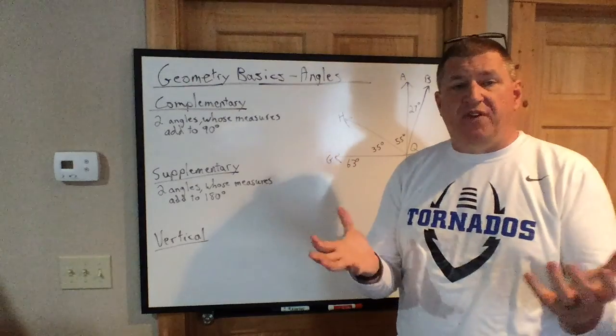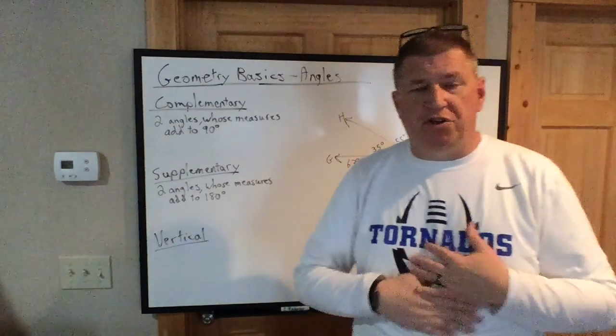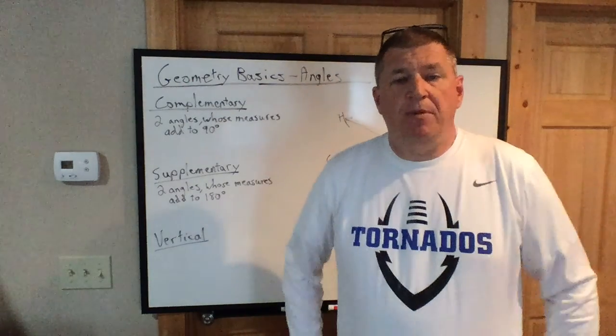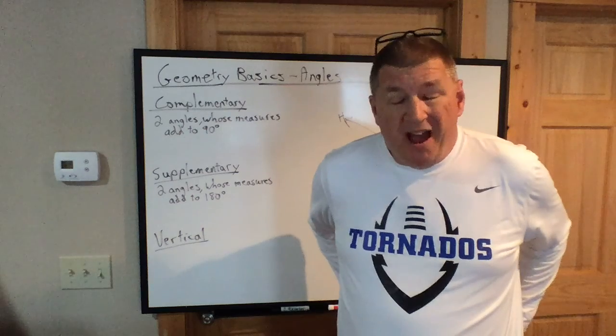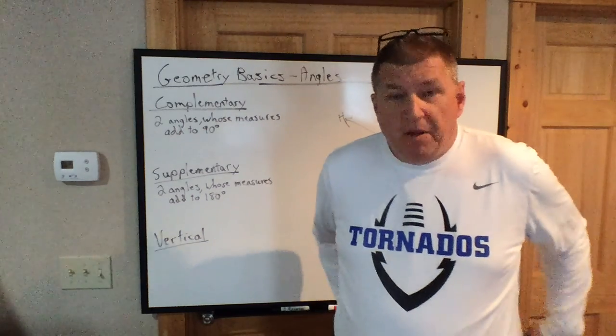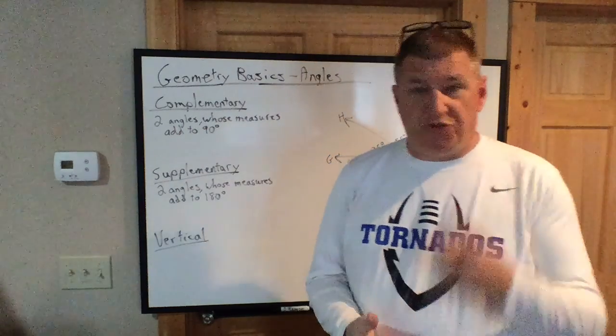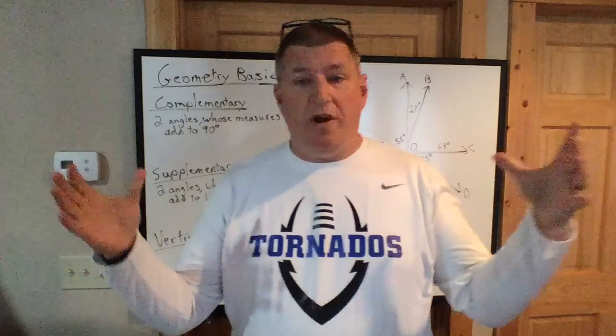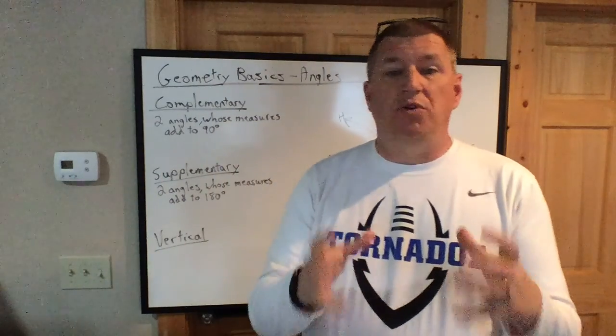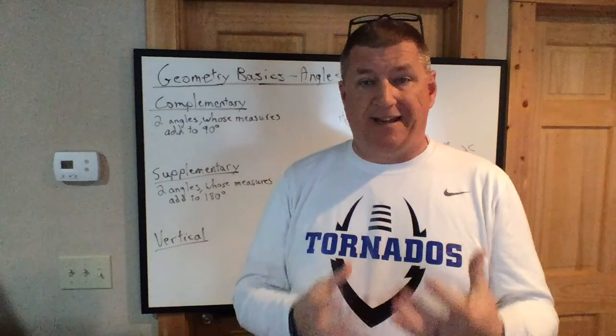Okay, in this video, we're going to continue our discussion about angles, and we're going to talk about complementary and supplementary angles as well as vertical angles. A set of complementary angles is two angles. When you add their measures together, it equals 90 degrees. It becomes a right angle.